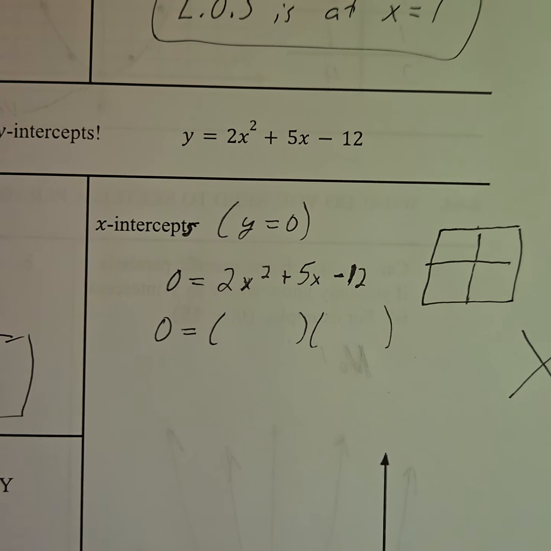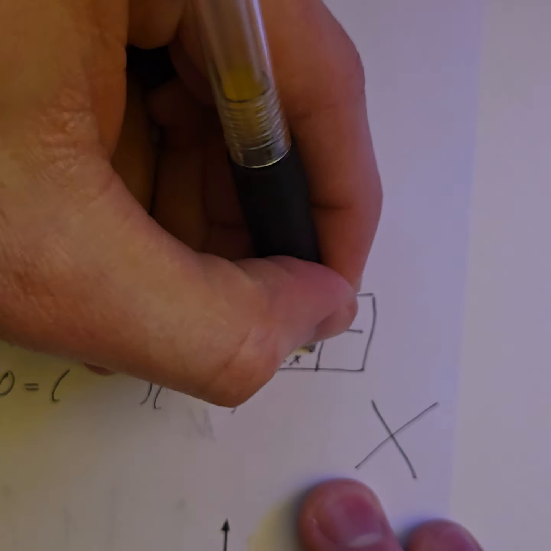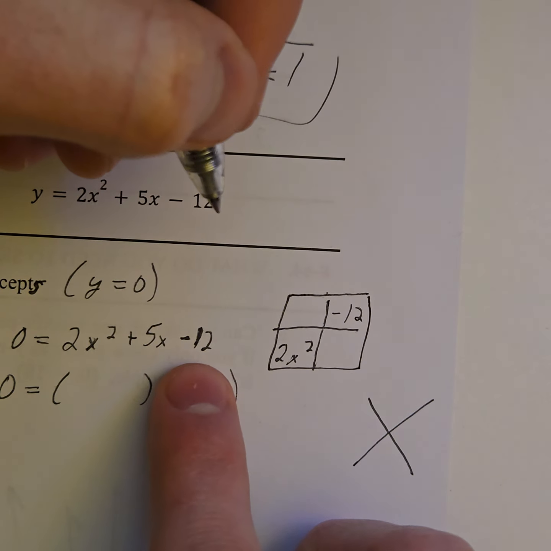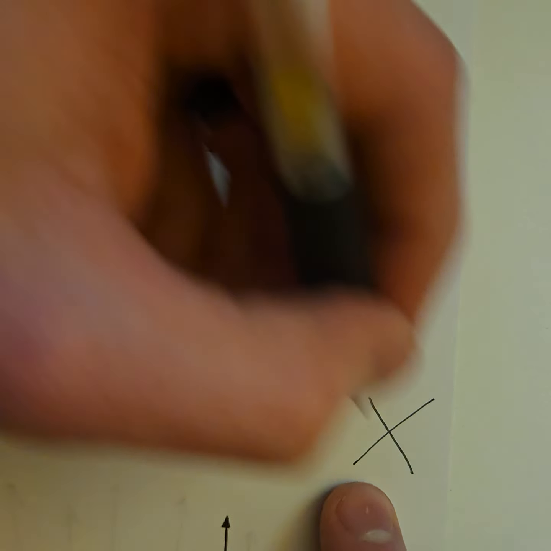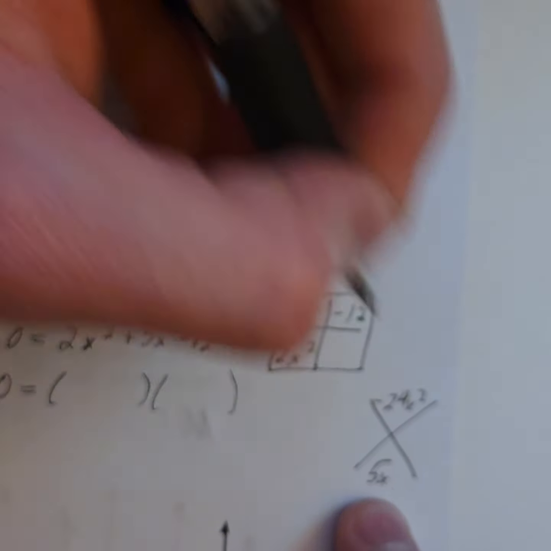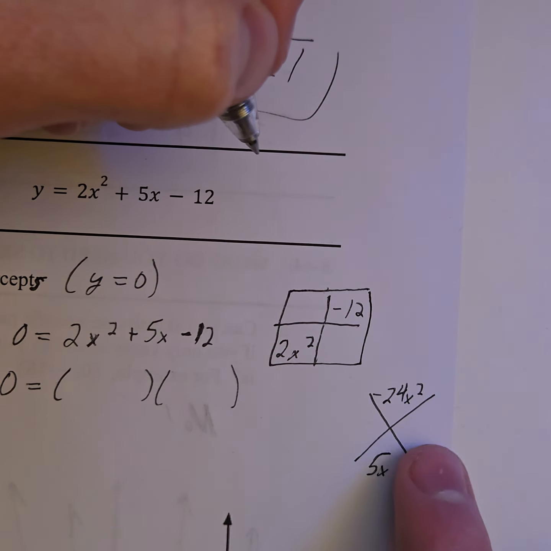All right, guys, so hopefully you paused the video here. I'm going to run through this really quick. If we have 2x squared here and negative 12 here, putting those numbers in our diamond, we have 5x on the bottom and negative 24x squared on the top, when you multiply these two.